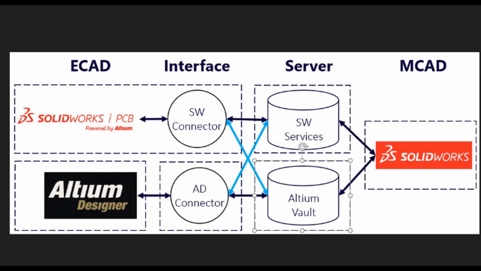At this point in time, we'll assume that you have now installed the connector. There are three things that do need to be installed. That is what we call the AD connector or the PCB connector. This is shown in our last video. Secondly, you have to have either installed what they call PCB Services or the SolidWorks PCB Services if you do not have an Altium Vault. Either way, you'll have to be able to log into either one of these. And then lastly, you'll need to have your version of SolidWorks CAD.